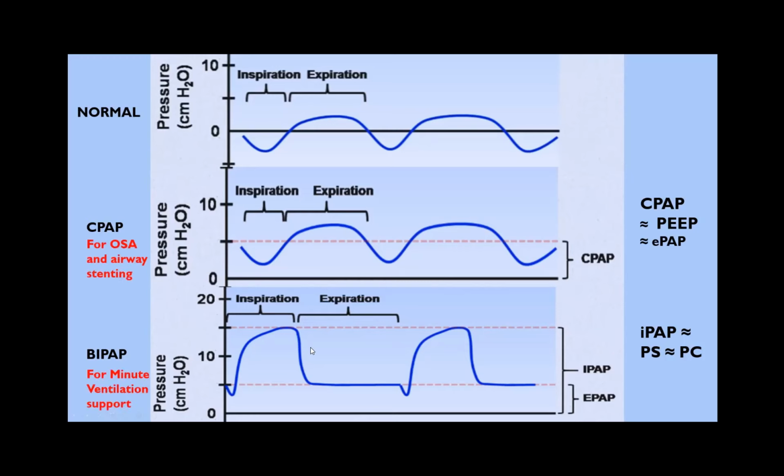And in general, CPAP, we only use it for two reasons. One, when we have someone with OSA, or whenever we need to do airway stenting, meaning, for example, patients that have excessive dynamic airway collapse, they have tracheobronchomalacia. This is an indication for using just CPAP. And the other one is BiPAP, when we want to do that inspiratory support, meaning patients that have minute ventilation deficiencies, either because their tidal volume is too low or because their respiratory rate is too low. That's an indication for using BiPAP.